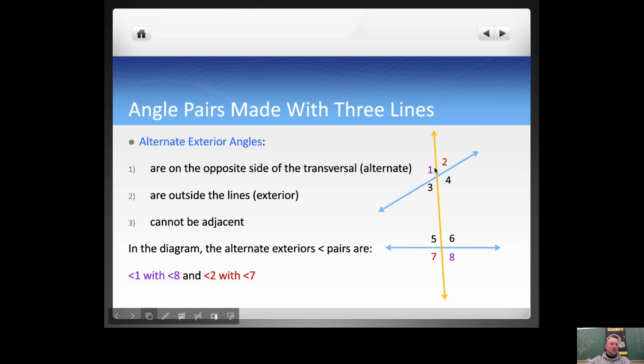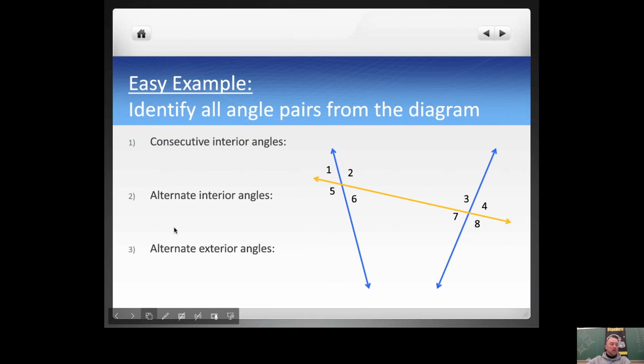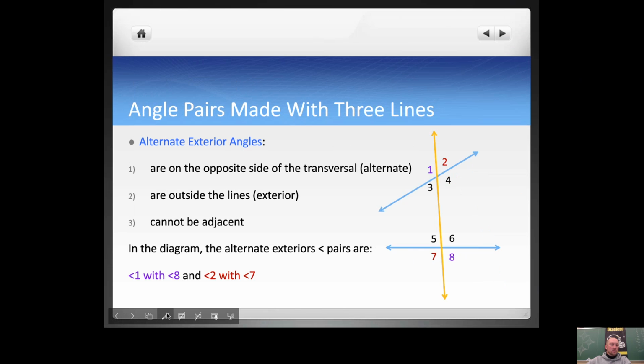Think about that for a second. Angle 1 and angle 2 are adjacent angles. We're not going to consider them alternate exterior because alternate exterior angles are made with 3 lines. They're made with 3 lines. Adjacent angles are made with 2 lines. So don't say that angle 1 and angle 2 are alternate exterior. It fits the definition, but they're not made with 3 lines.